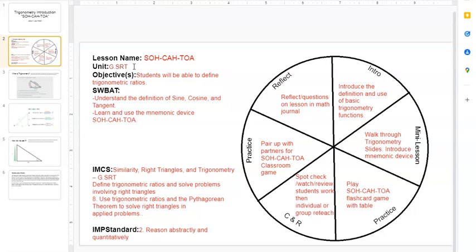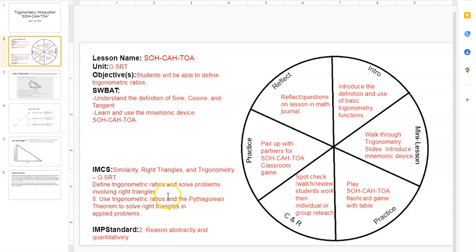So the objectives: students will be able to define trigonometric ratios, understand the definition of sine, cosine, and tangent, and learn and use the mnemonic device SOHCAHTOA. The Idaho math content standard we're using is similarity, right triangles, and trigonometry: define trigonometric ratios and solve problems involving right triangles. Specifically, number 8, use trigonometric functions and the Pythagorean theorem to solve right triangles and applied problems. Our Idaho math practice standard is going to be number 2, reason abstractly and quantitatively.